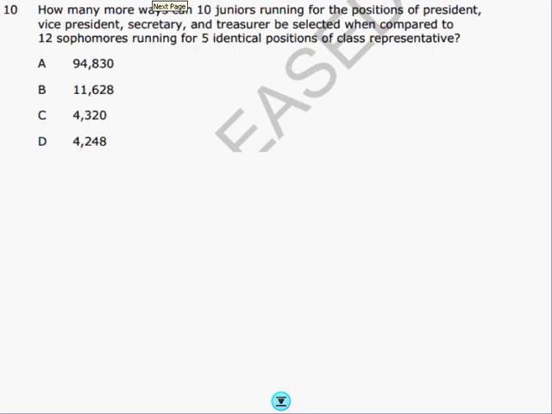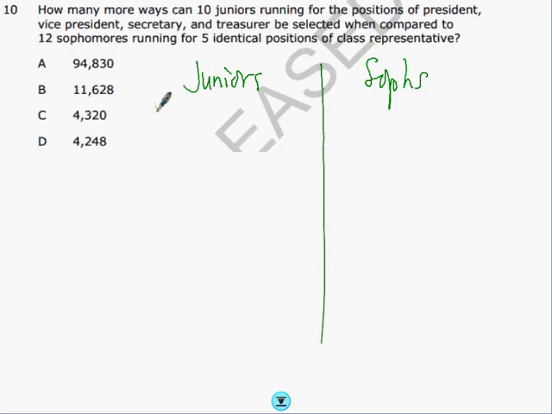How many more ways can 10 juniors running for the positions of this, and this be selected when compared to 12 sophomores running for? So we've got two ways. We got juniors on this side, sophomores over here. Okay, there are 10 juniors, and they're running for 4 specific offices. So the order we pick these in is going to make a difference. Since the order matters, and these are dependent, by the way, because if you pick one student, you can't pick him or her again. So it's dependent. The order does matter, so this is a permutation.